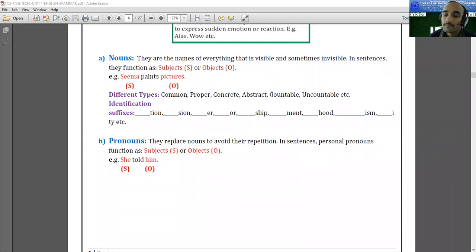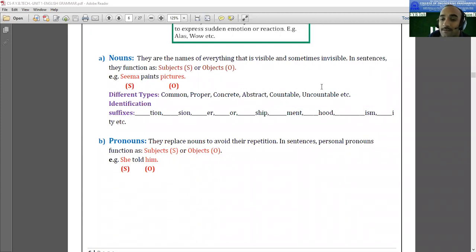Rice, water. No, rice doesn't come under the countable. That comes under the uncountable. Can we measure rice? 1 rice, 2 rice? We have to measure it with kilos. So it comes under the uncountable, or we can call it a material noun.